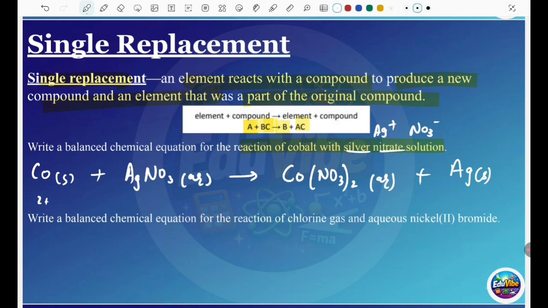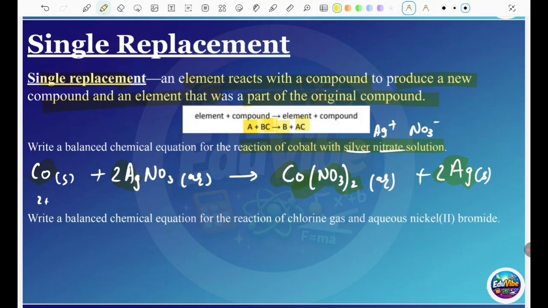Now you have to balance this. So we have 2 cobalts over there and 2, and this has to be 2, this has to be 2. This just interchanges things. The cobalt goes over there with the compound and Ag goes out from the compound. They go into single replacement.